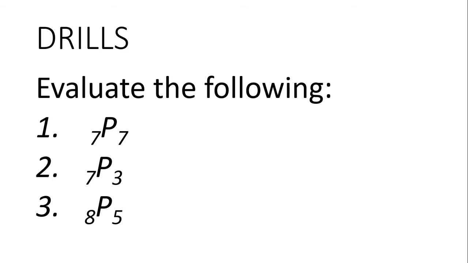Having learned how to solve for the number of permutations given values of n and r, let's evaluate the following. Number 1, permutation of 7 taken 7. Number 2, permutation of 7 taken 3. Number 3, permutation of 8 taken 5. You can pause this video to answer these at your own pace. Let's now have the answers.